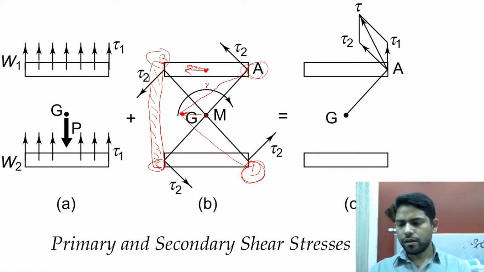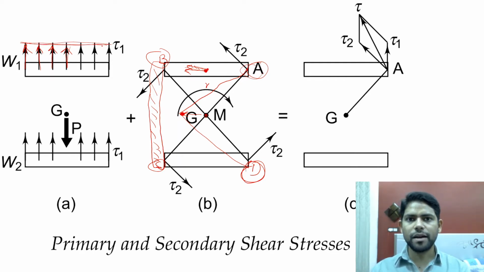Now this first figure is basically showing you the direction of the primary shear stresses, and you can see over here that the primary shear stresses induced at different points are all equal. The magnitudes of the primary shear stress are all equal. So our aim is to first find the primary shear stress and then the secondary shear stress, and then the resultant of the primary and the secondary shear stress, which is obtained by vectorially adding the primary and secondary shear stress.